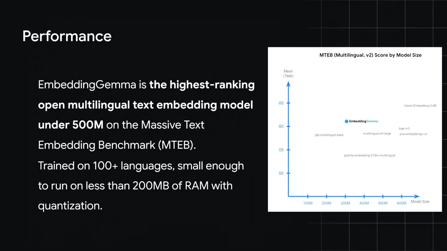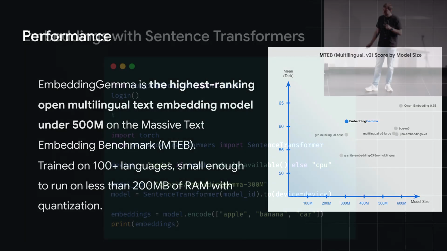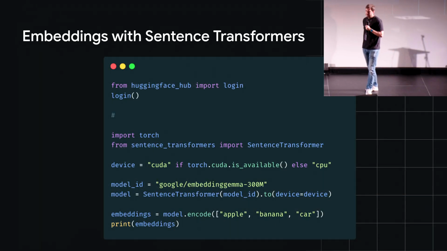So also a quick slide about the performance. It's currently the highest ranking open multilingual text embedding model under 500 million parameters, also on the Massive Text Embedding Benchmark. It's also trained on 100+ languages. This is always a paradigm we have for the Gemma model series, to have it really focused on being multilingual. And it's actually small enough to run on less than 200 megabytes of RAM with the quantized version, which is really nice.